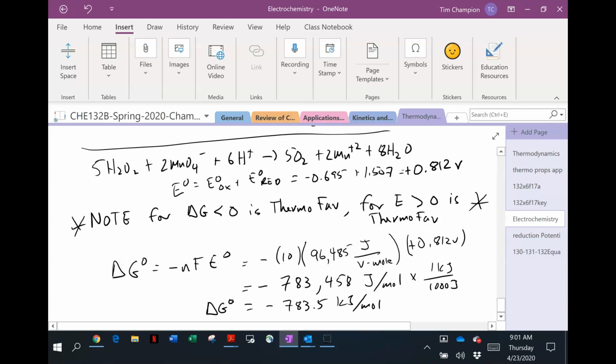And notice the big difference in the scale of those values. This potential value that's not even a single volt translates to a delta G that's quite substantial. It's almost 1,000 kilojoules per mole, which is very high for chemical reactions. If you've been doing the calculations with chemical reactions, you see how that goes.